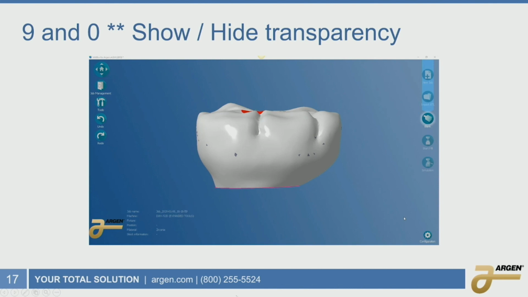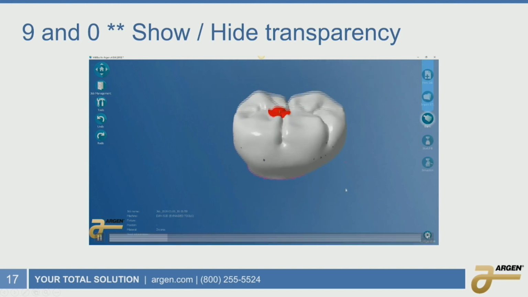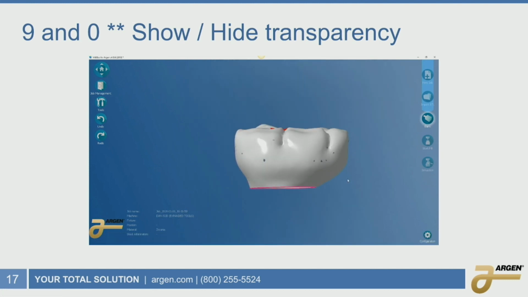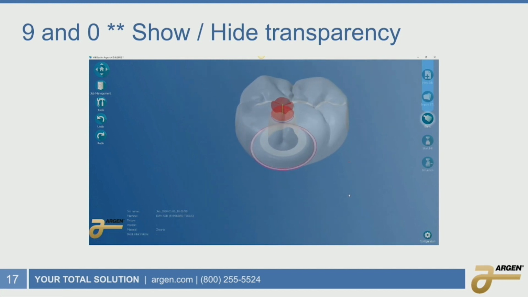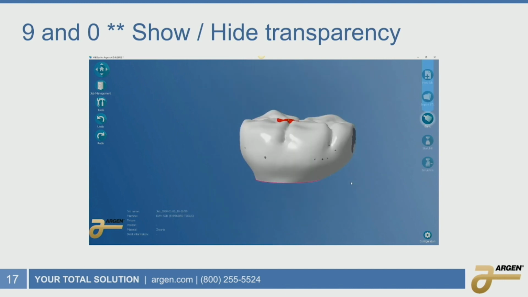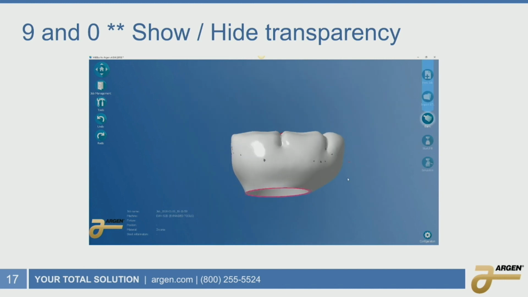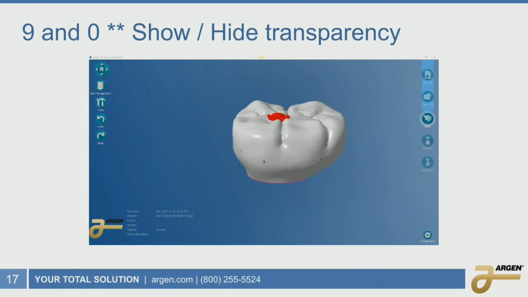9 and 0. In a situation like this, if you click the 9 key, it'll turn the restoration transparent, and you'll be able to see through it. And then to get it back into its solid state, you'd basically push the 0. This will help you, especially with implant work, to make sure that you have your milling curves and all your margin curves in the right position.